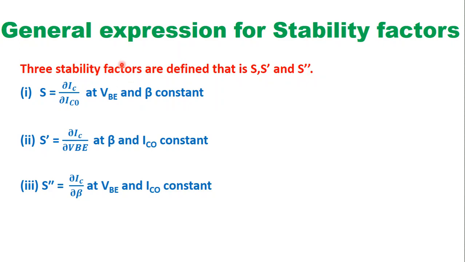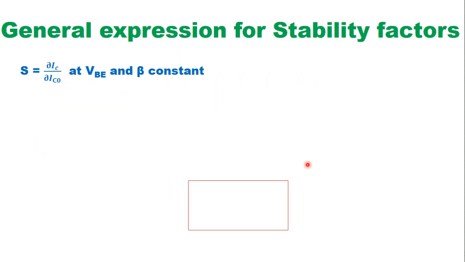So let us derive the general expressions for these stability factors, that is S, S dash, S double dash, which are defined by these equations. The first one is S, which is equal to del IC upon del ICO at VBE and beta constant. For deriving the equation of S, we will take the equation IC is equal to beta IB plus beta plus 1 ICO. This equation we have already seen.